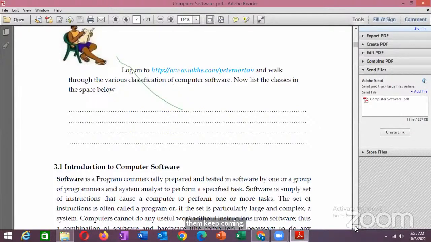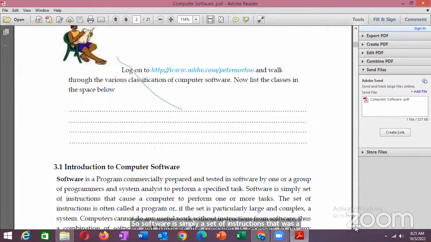So software is a program commercially prepared and tested by one or a group of programmers and system analysts to perform a special task. Software is simply a set of instructions that cause a computer to perform one or more tasks.